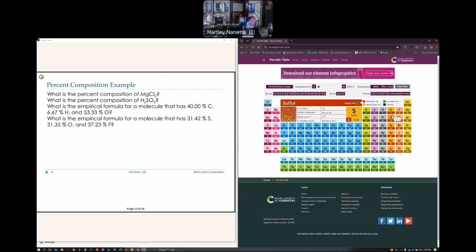So, a couple of things I want you to calculate. Percent composition of MgCl2, percent composition of H2SO4, empirical formula for 40% carbon, 6.67% hydrogen, and 53.33% oxygen. And then empirical formula for a molecule that's 31.42% sulfur, 31.35% oxygen, and 37.23% fluorine. I'm going to come back to you in just a bit, and we'll see what we can do from here. Thanks, guys.